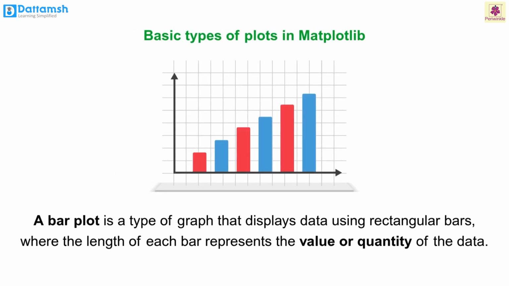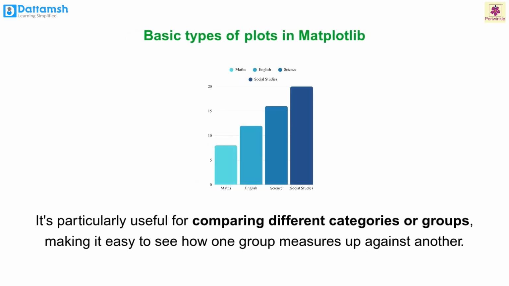A bar plot. A bar plot is a type of graph that displays data using rectangular bars where the length of each bar represents the value or quantity of the data. It's particularly useful for comparing different categories or groups, making it easy to see how one group measures up against another.